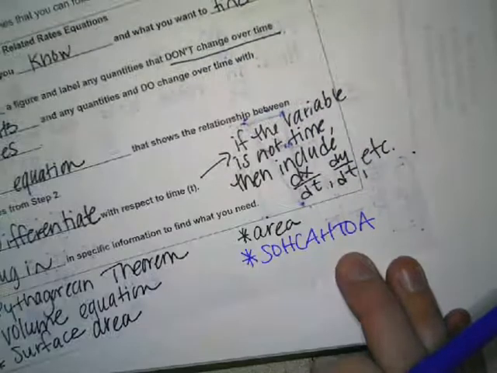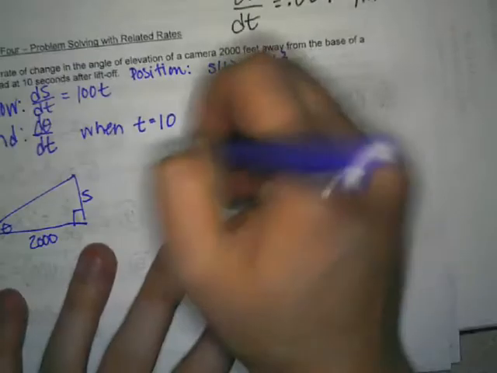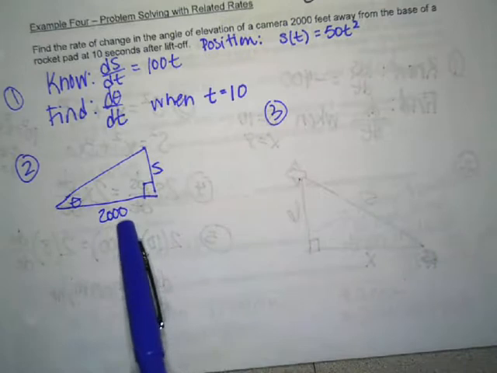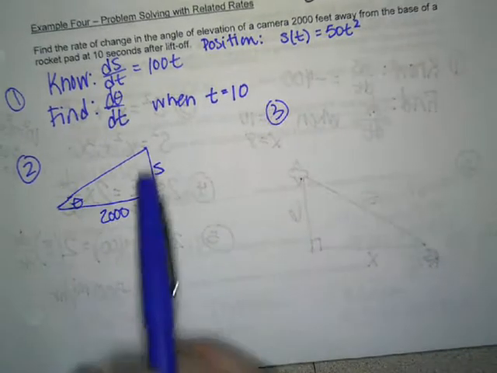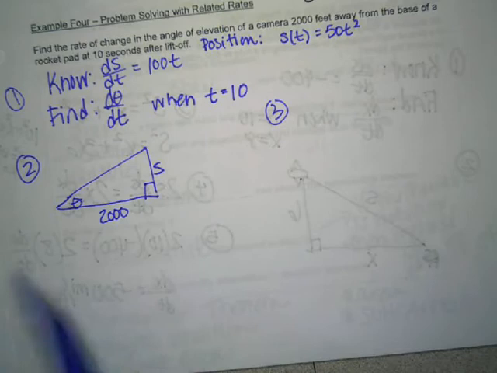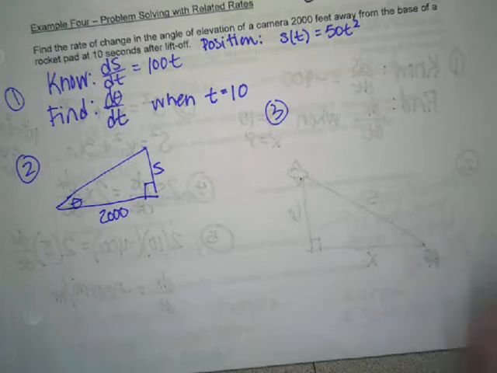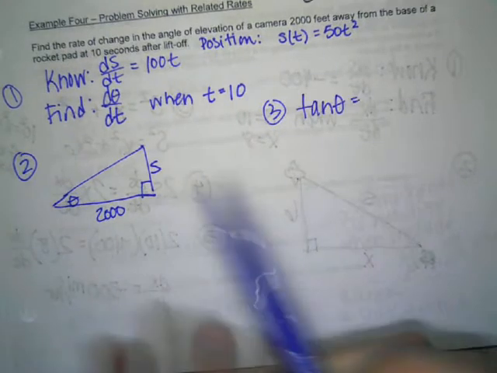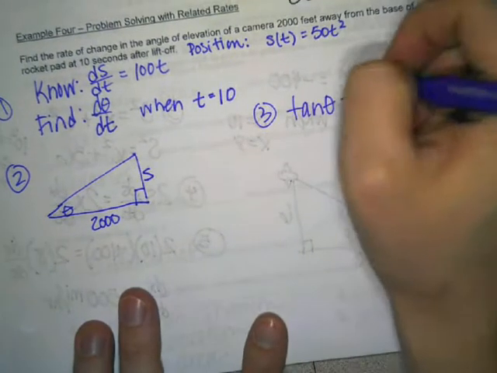All right. Going back to this one, for SOHCAHTOA, I have the adjacent side to the theta, and I have the opposite side to the theta labeled. So what function has the opposite and adjacent side attached to it? TOA, tangent. So we're going to say, okay, tangent of theta is going to equal S over 2000.